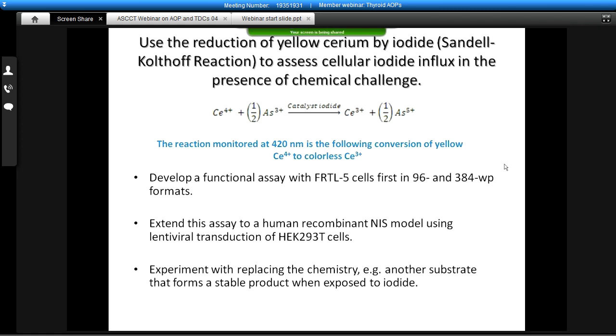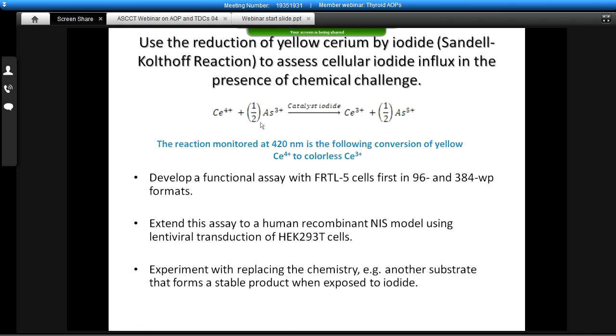And then we could extend this assay to a human recombinant model using lentiviral transduction of a cell line like human embryonic kidney cells. And then finally, I'd really like to experiment with replacing the chemistry once the model is functional with another substrate that forms a stable product when exposed to iodide.